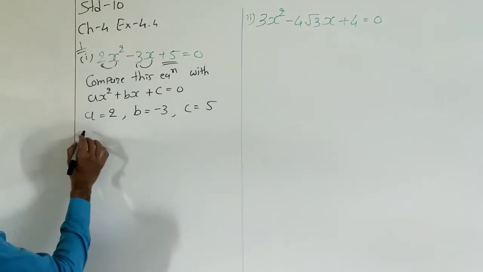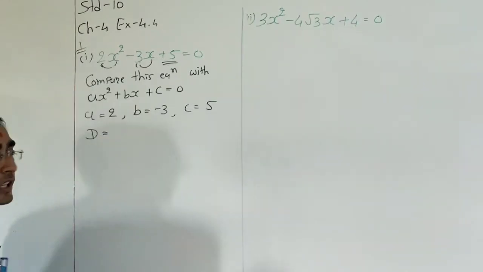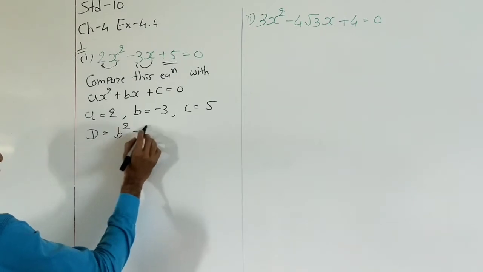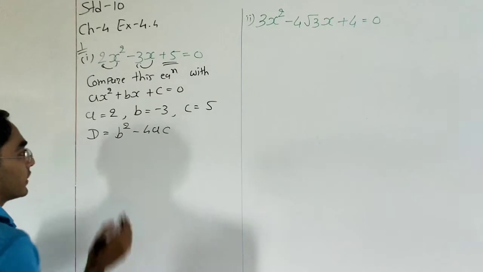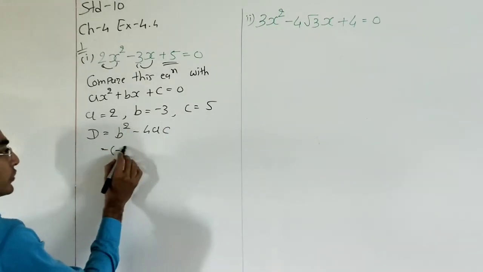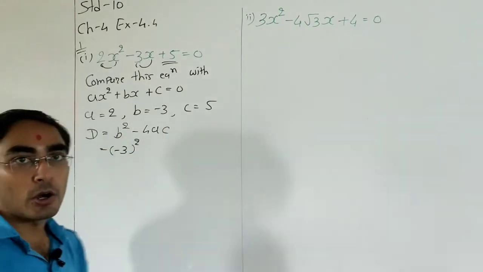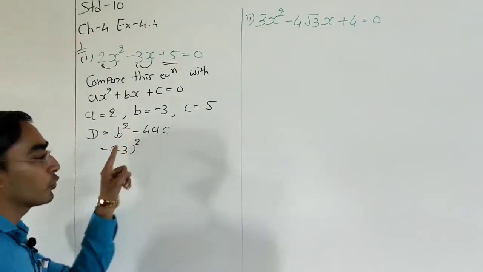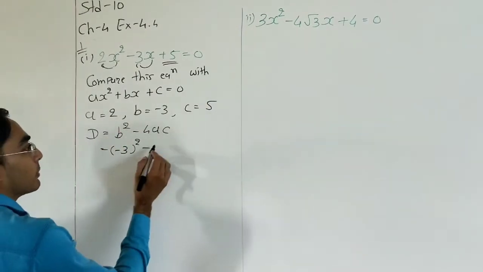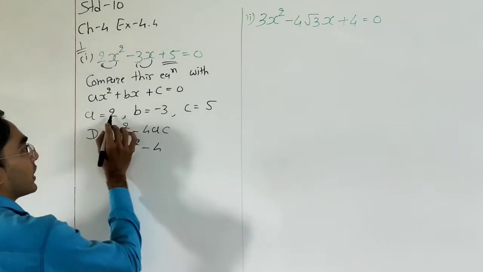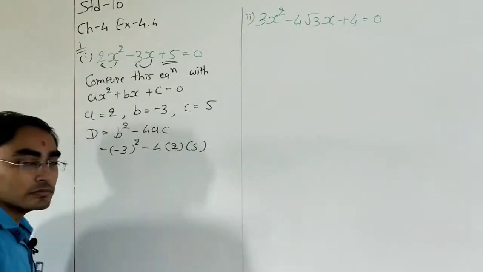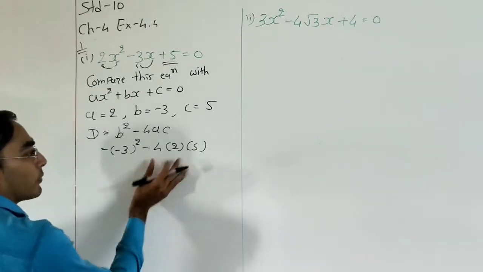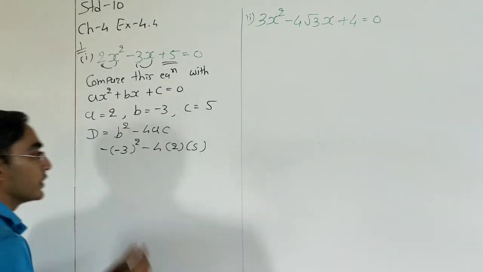Now, discriminant D is equal to b square minus 4ac. Now put the values of a, b and c. So b is minus 3, so minus 3 all square, b square is that. And minus 4a, a is 2, and c is 5. For multiplication we are using brackets here.